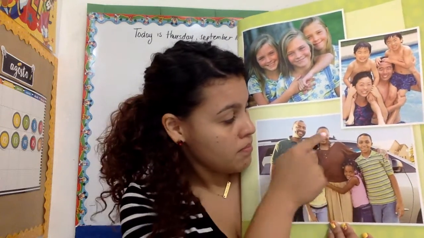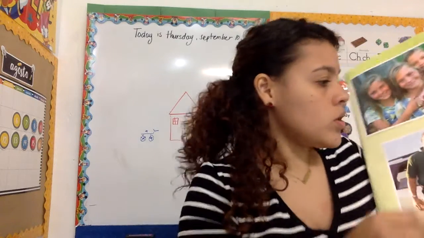These children are brothers and sisters. Estos niños son hermanos y hermanas. Ellos son los hermanos de la niña. They are her brothers, okay? And she is their little sister. Ella es la hermanita. Y ellos son los hermanos. Brother, sister, okay? Brother, sister. Mommy, daddy.